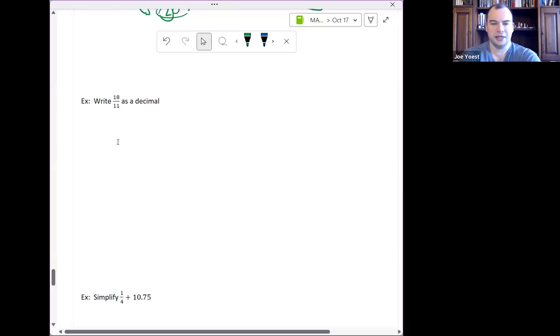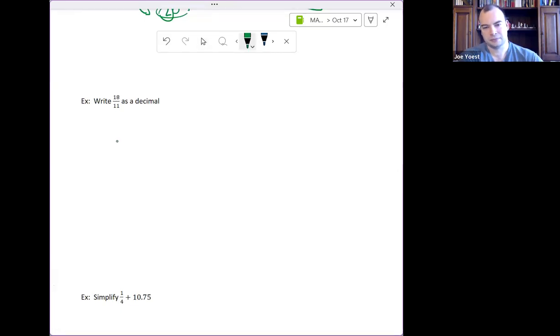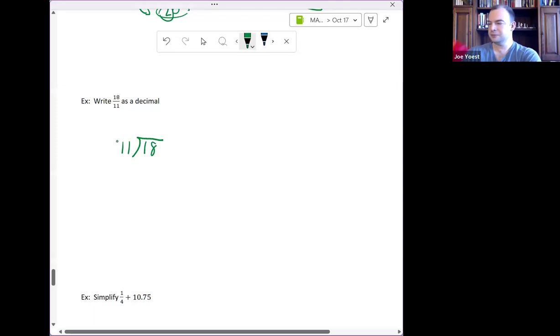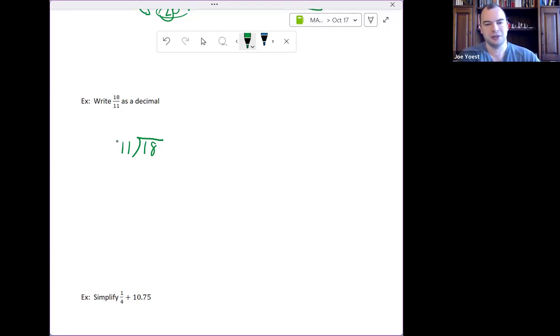Okay, let's write 18/11 as a decimal. So 18 divided by 11. Does 11 go into 18? Yeah, it actually does. This is an improper fraction, so we have a whole part in here. 11 goes into 18 one time. 1 times 11 is 11, leaving me with a remainder of 7. So I could say that 18/11 is 1 with a remainder of 7, or 1 and 7/11 as a mixed number.